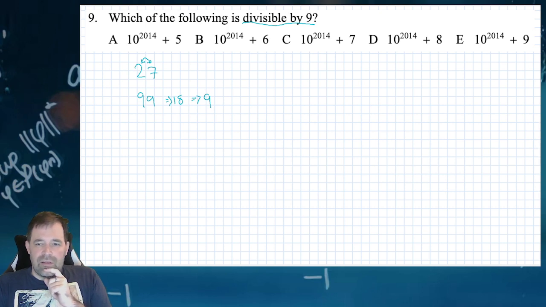So your 10 to the power 2014 is going to be something like that, with 2013 zeros and a digit at the end. And to get this digit sum to add up to 9, you'd need the last digit to be an 8, because 8 add 1 gets you 9. It's going to be D.